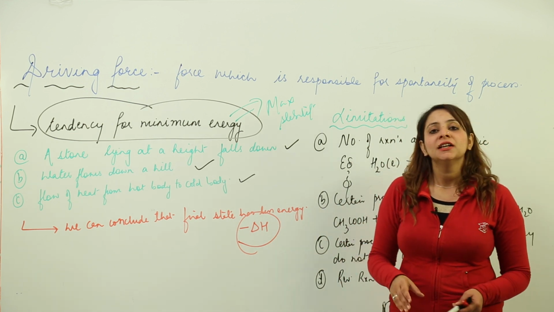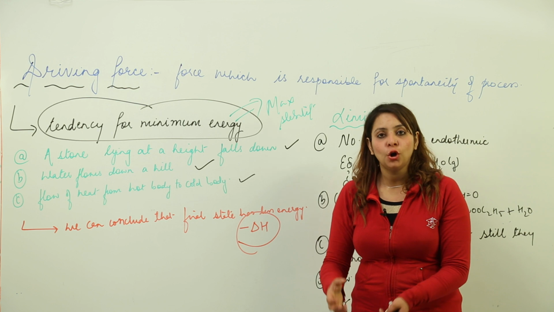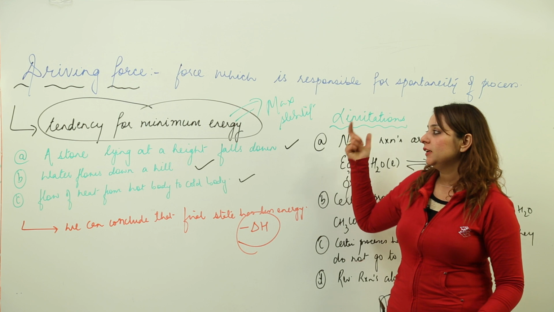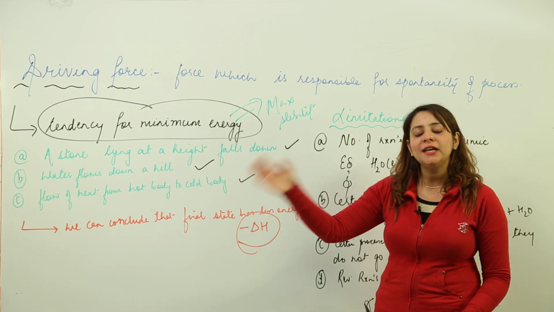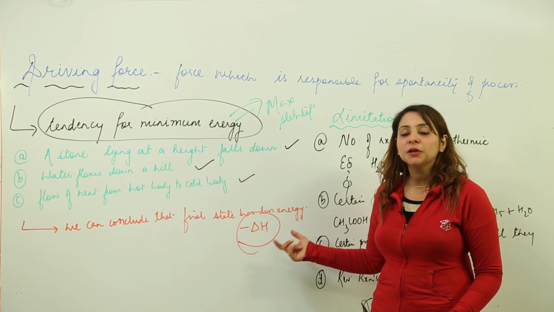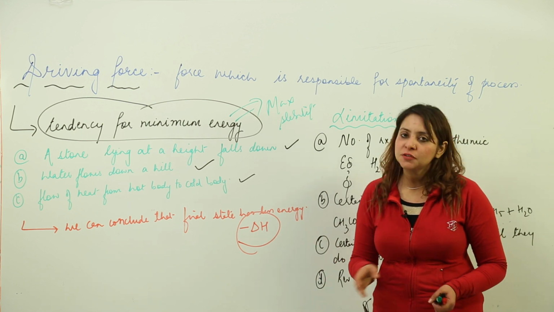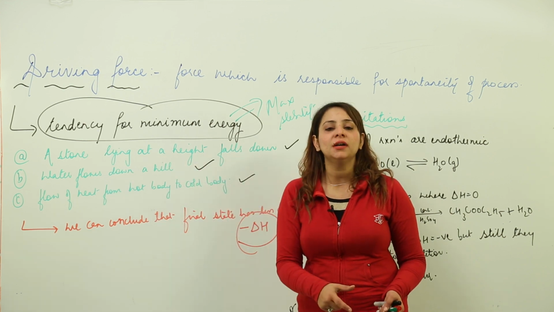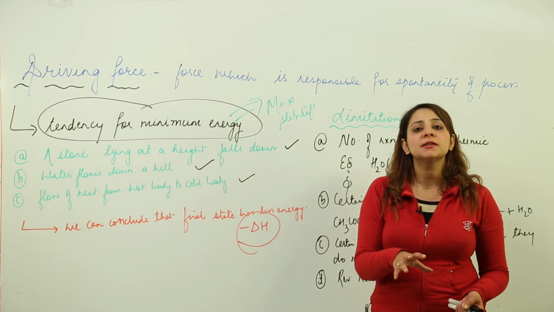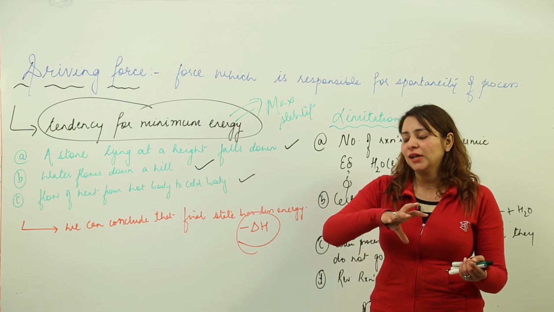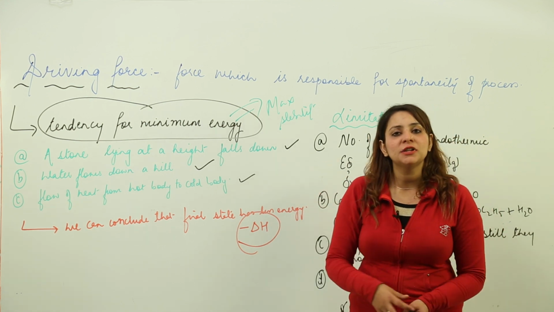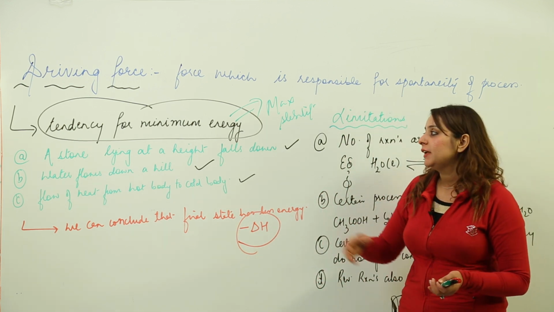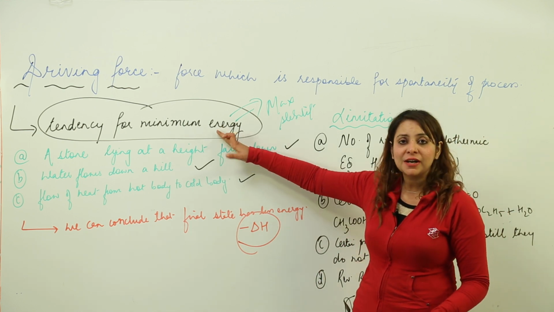So which process is going to be stable, or which process has an urge to occur by itself? That is always a process which leads to release of energy, that is minus delta H, because minimum energy corresponds to maximum stability. So it was considered the sole factor, that means the only factor, which makes the process spontaneous, or separates the spontaneous processes from non-spontaneous processes. But later on it was proved that there are certain exceptions to this driving force.